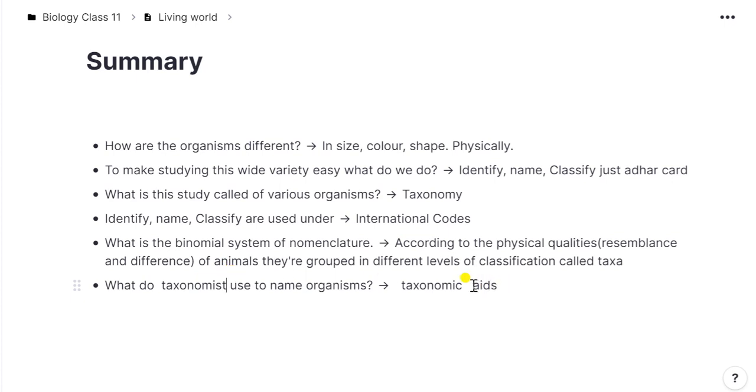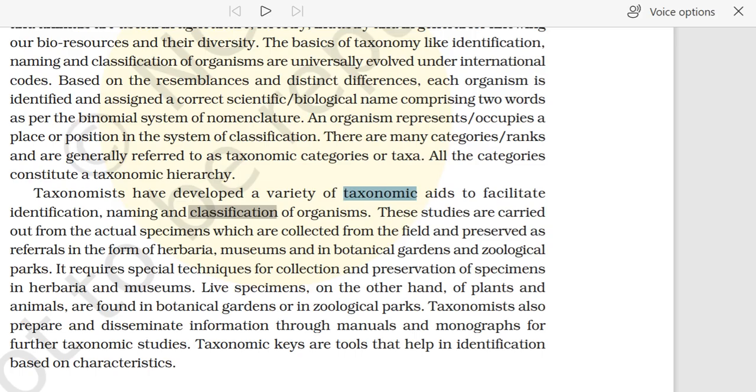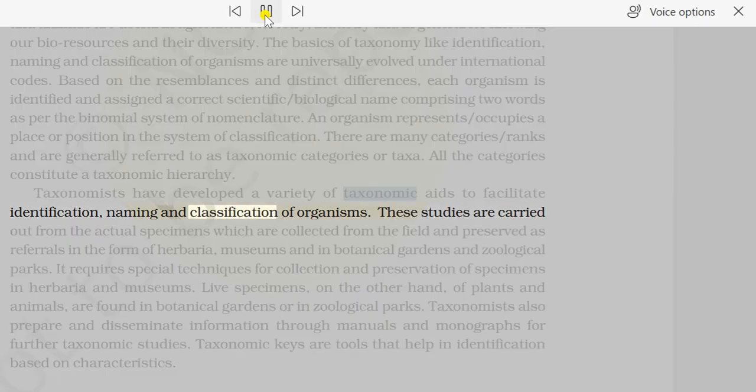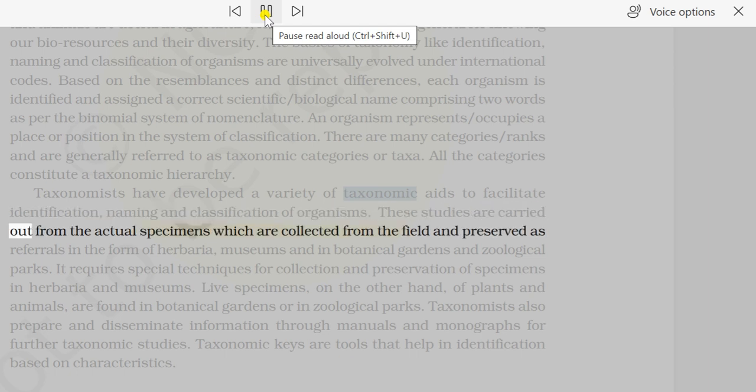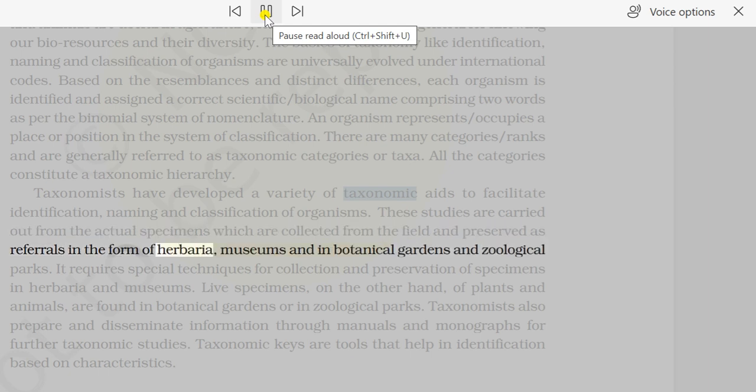Taxonomic aids. Various taxonomic aids. So yes, we are done with classification of organisms. These studies are carried out from the actual specimens which are collected from the field and preserved as referrals in the form of herbaria, museums and in botanical gardens.